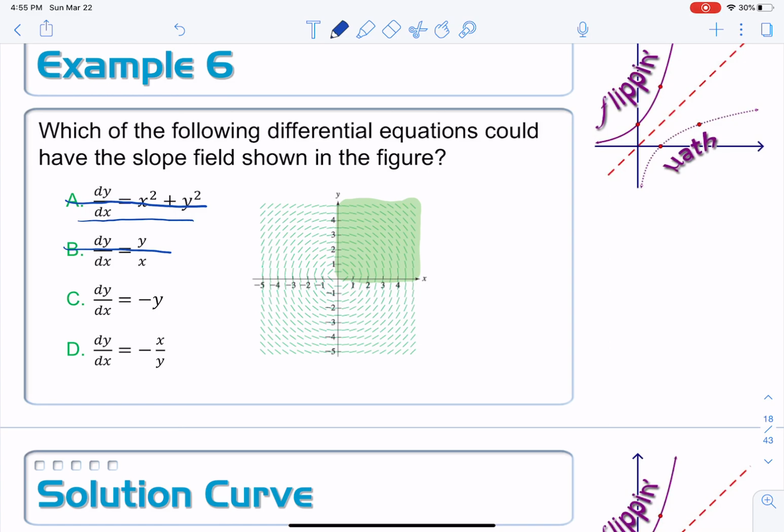Well, if it was negative y, then that means that columns have to have the exact same slope. Let's take a look at one of these columns. Just pick one of these columns. Do these have the same slope? Nope, because these slopes depend on both the x coordinate and the y coordinate, so our differential equation needs to be D, dy dx is equal to negative x over y.